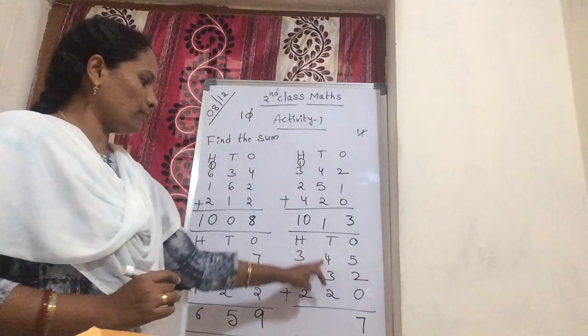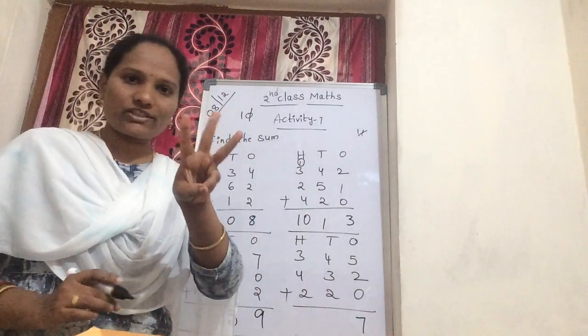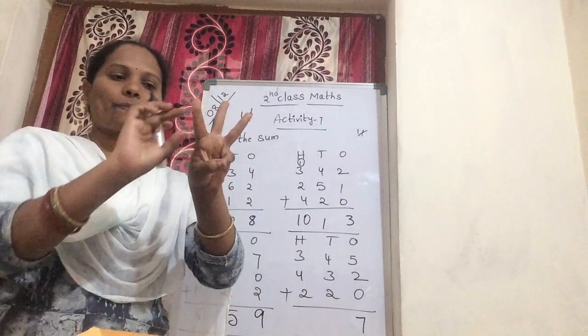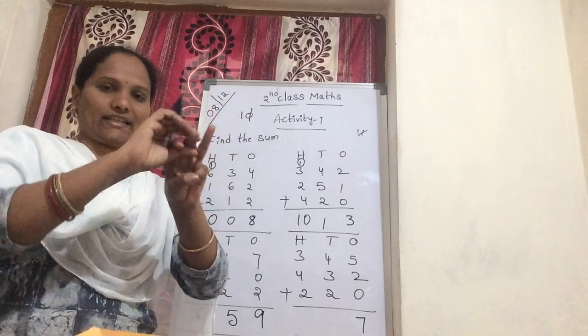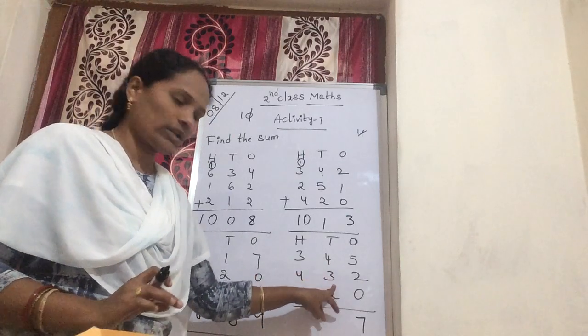Next, 4 plus 3. Keep 4 in mind. 4 after 3, show on your fingers. 4 after what comes, Amma? 5, 6, 7. You get 7. Adding these 2 numbers, you get 7.